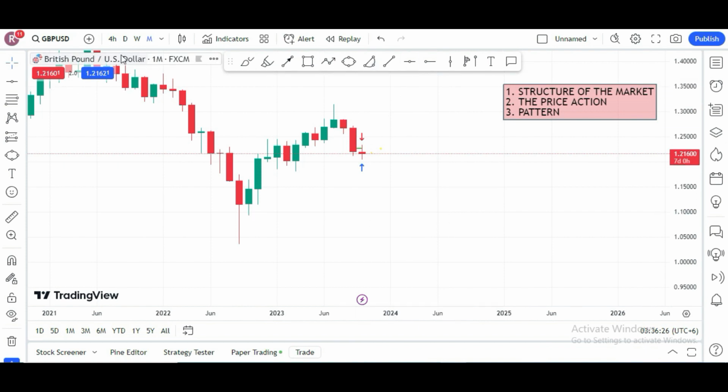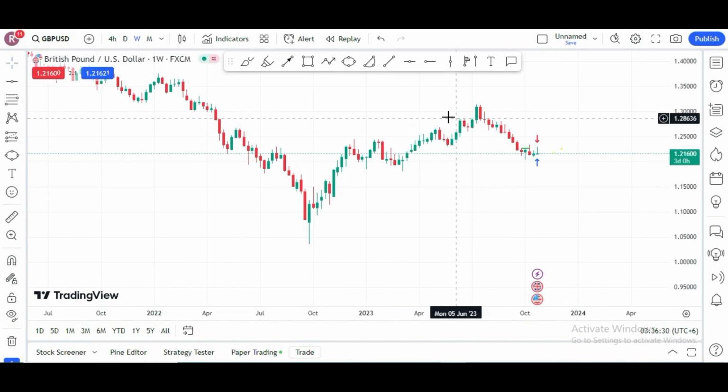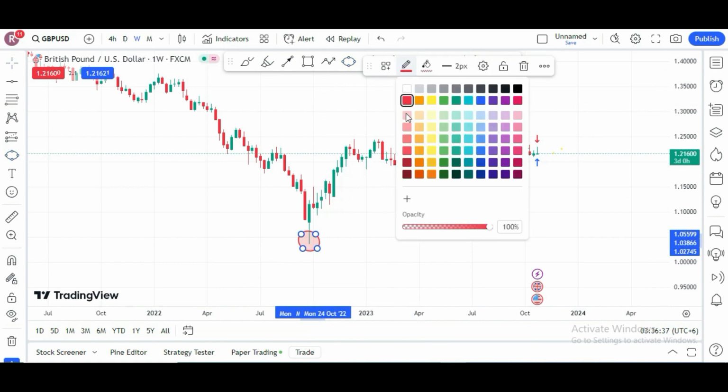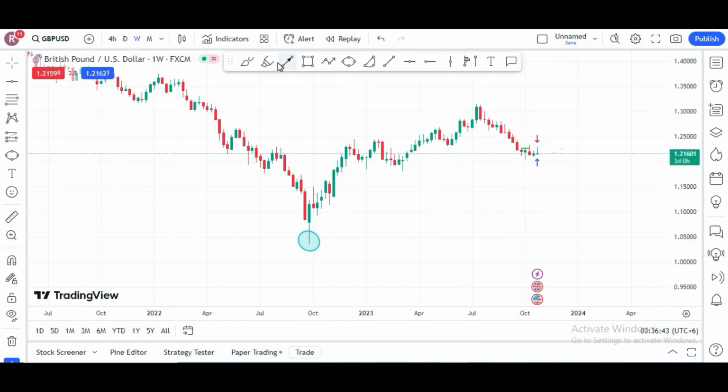So if we go to weekly, now it is the same again. This low is responsible for this high.